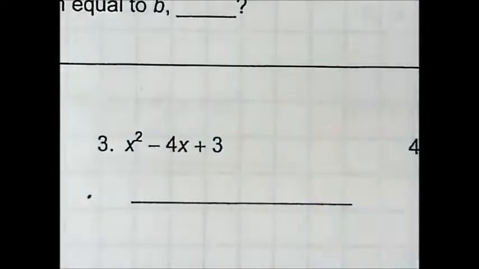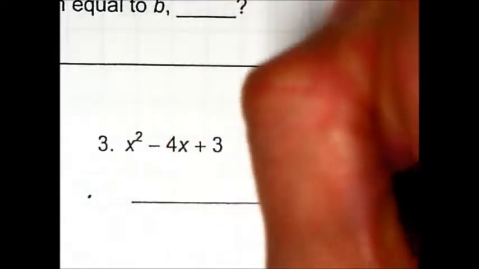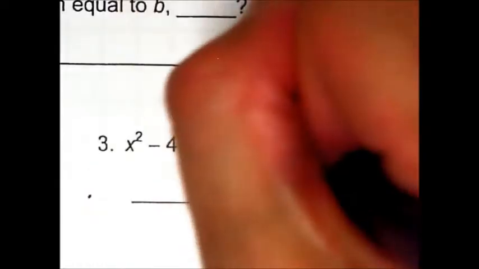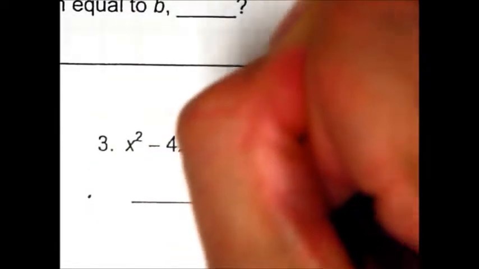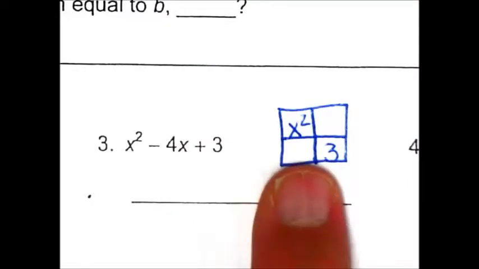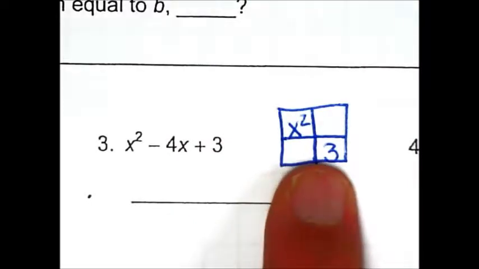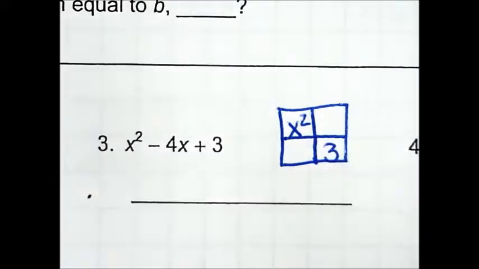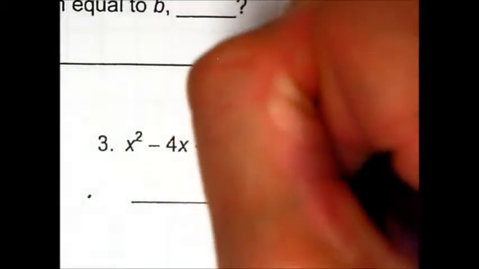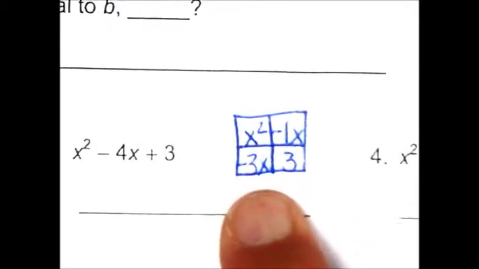Number 3, they say factor it, you draw a box. The first term goes in the upper left, the c term goes in the lower right, and you say, what could I multiply to get 3, but it should add to equal -4? Okay, so I would say -1 times -3. They get x's, always.